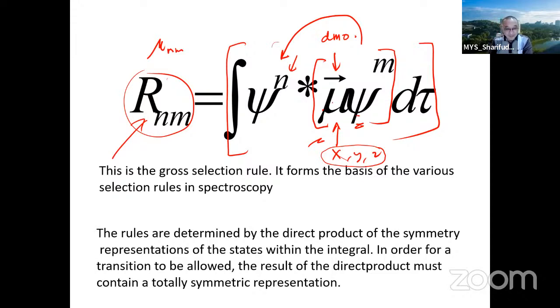This is what we're going to do later on. We are going to use the symmetry of the integral to determine whether R is 0 or non-zero. We're going to use symmetry for this. And the rules are determined by the direct product of the symmetry representations of the states within the integral.